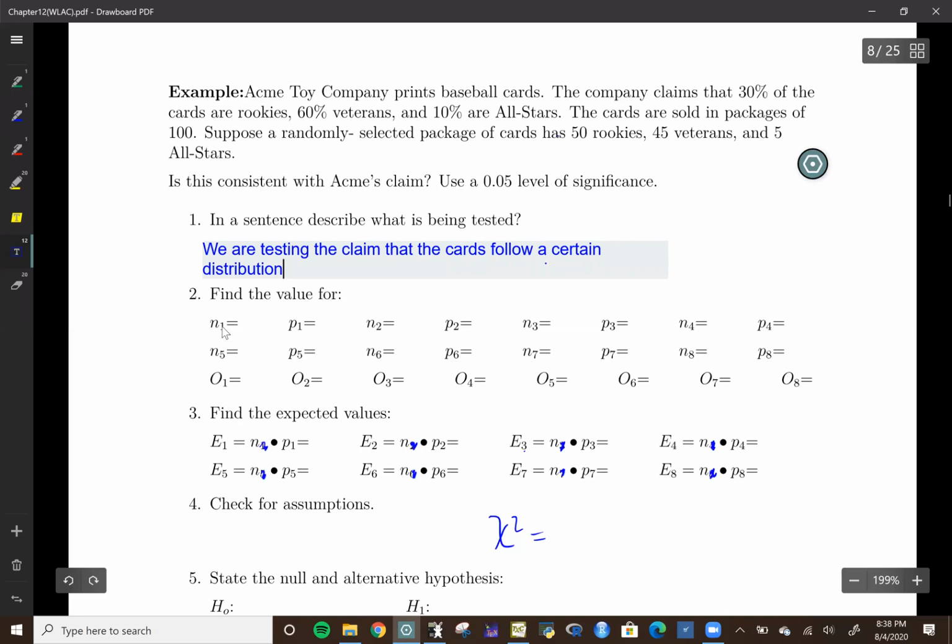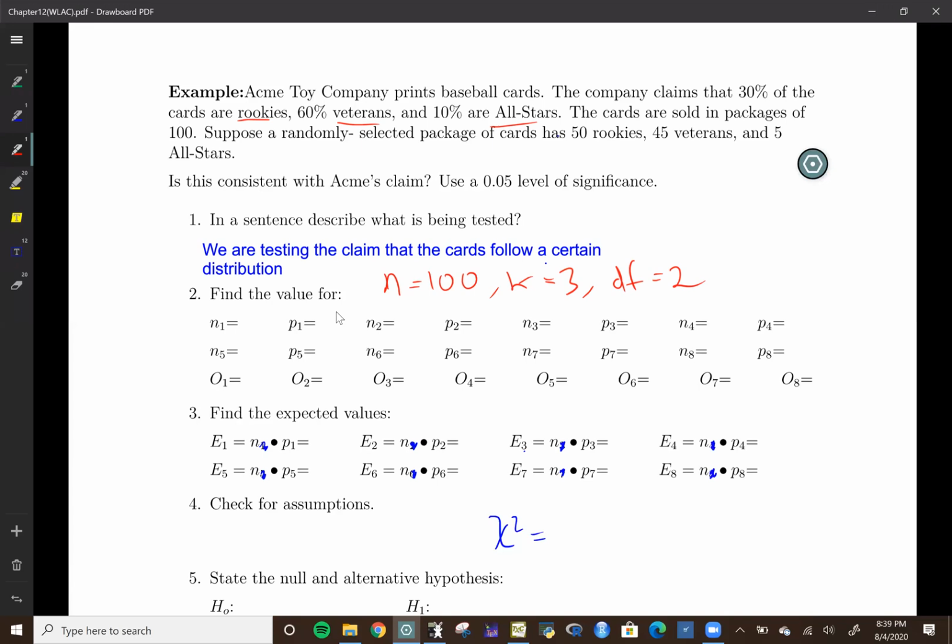All right, so just remember, there's no such thing as N1, N2. It is essentially 1N. So N is equal to 100. K is equal to how many categories do we have? The categories are rookie, veteran, and all-star, so K is equal to 3. That means degrees of freedom is equal to 2. Any question in regard to N is 100, K is 3, or degrees of freedom of 2?